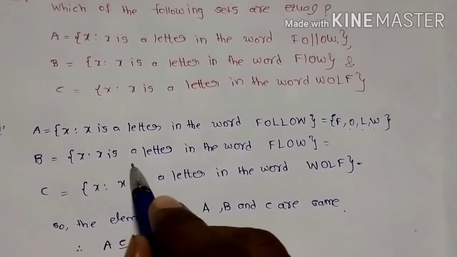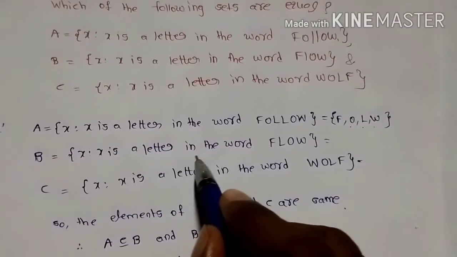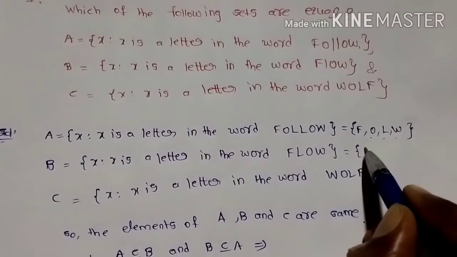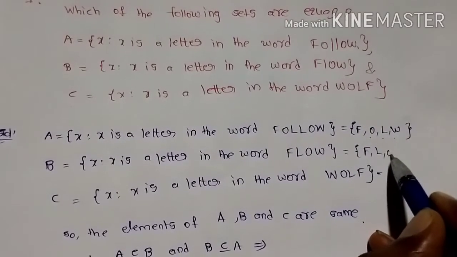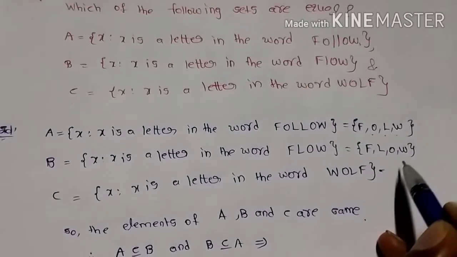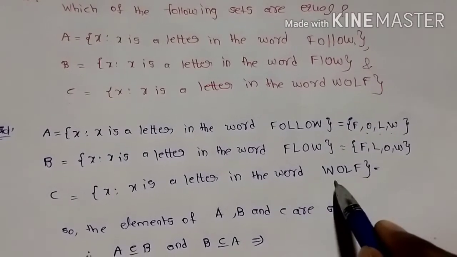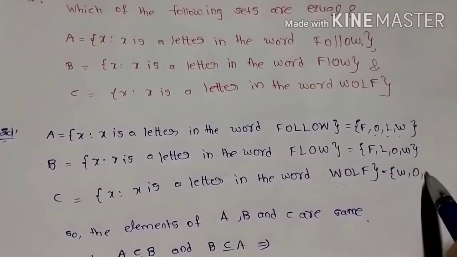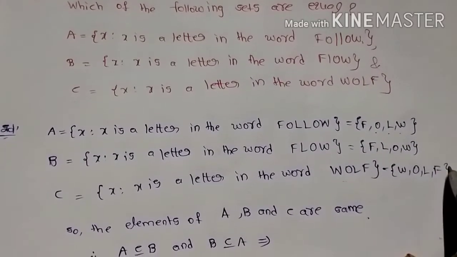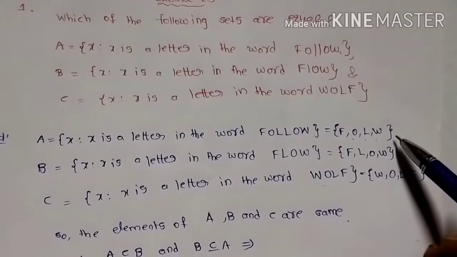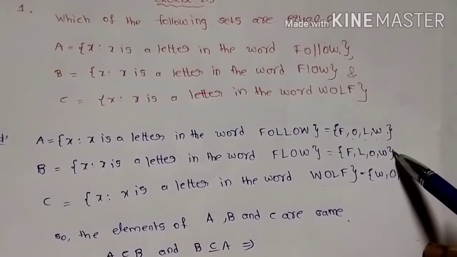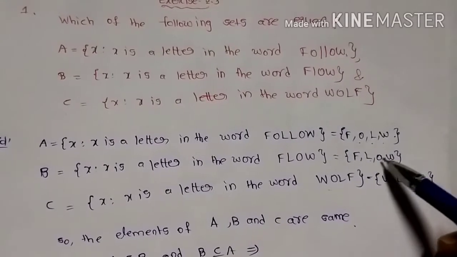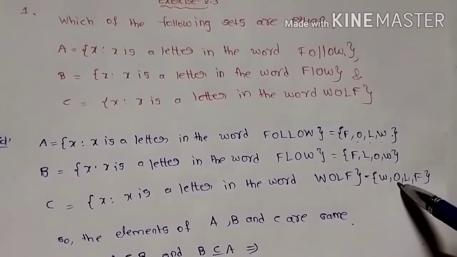Next, B is the set of all x such that x is a letter in the word flow. Now how can you represent it? F, L, O, W. Yes. In the similar way, what are the letters in wolf? W, O, L, F. Once you observe, are each and every element in the three sets equal or not? Yes. F, O, L, W. F, O, L, W. F, O, L, W.